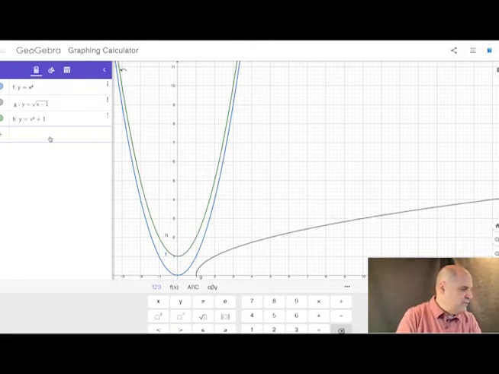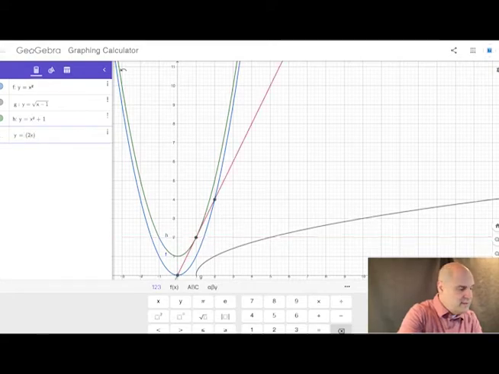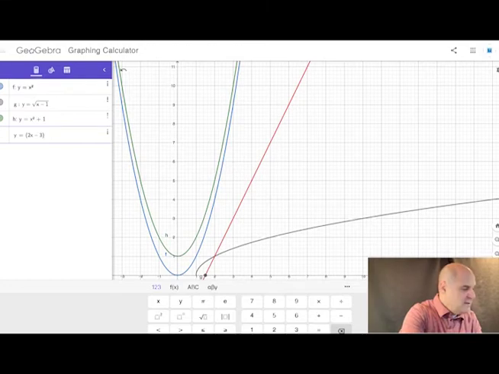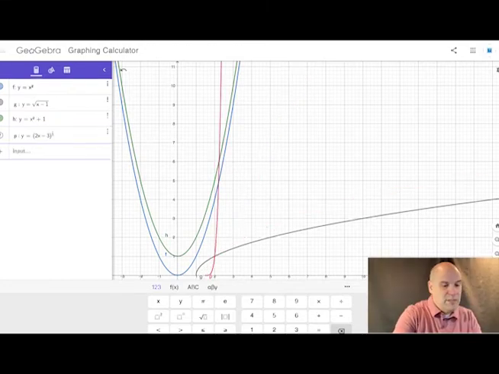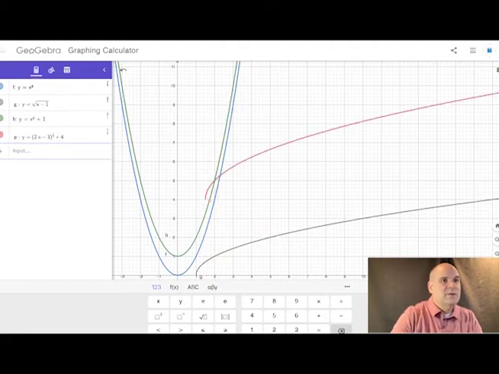So let's graph our functions. Y equals (2x minus 3) to the 1/2 plus 4. So that's what that graph looks like. That little red, pink, I don't know what color that is. Okay. So that's what that graph looks like.